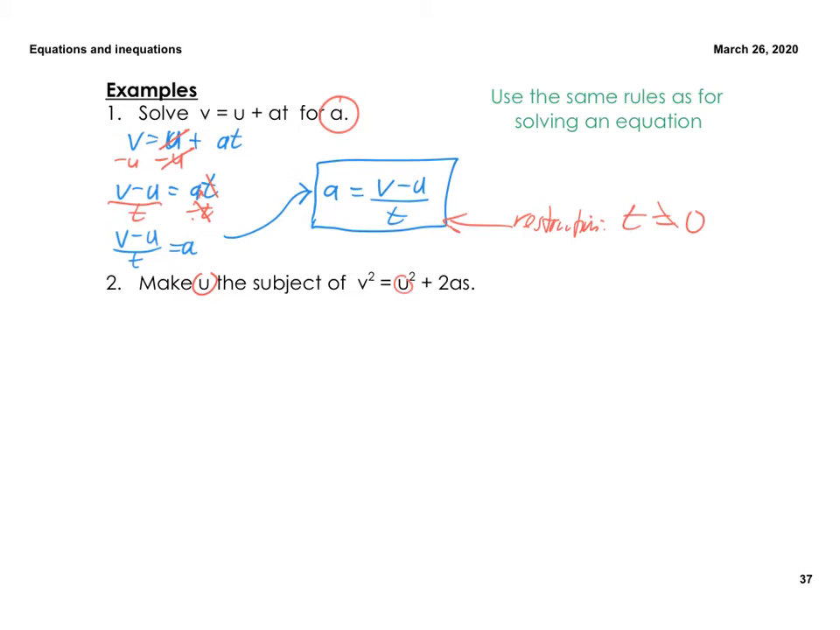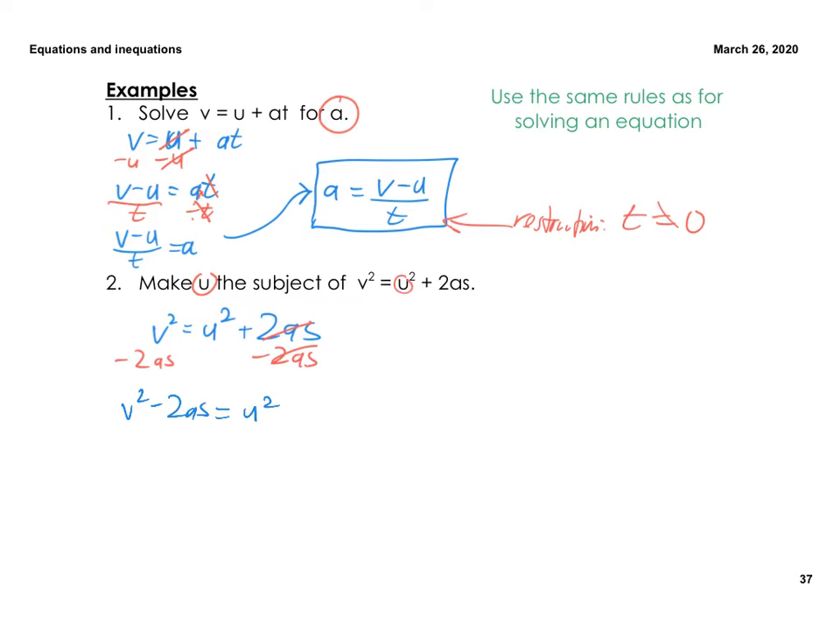Question 2. Get u by itself. This one here. I'm going to write the question again. So v squared equals u squared plus 2as. First thing, let's take away 2as from both sides. So we now have v squared minus 2as equals u squared.